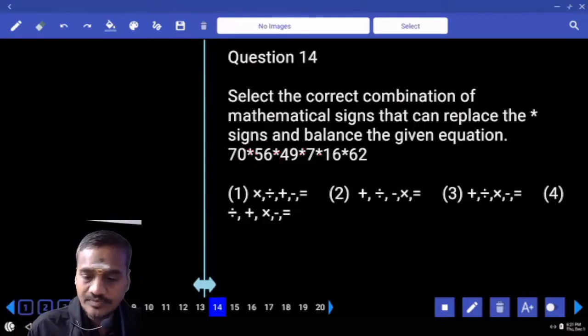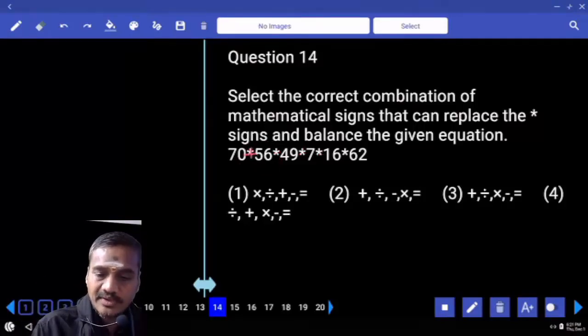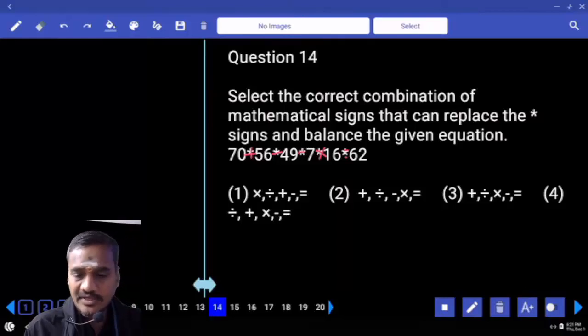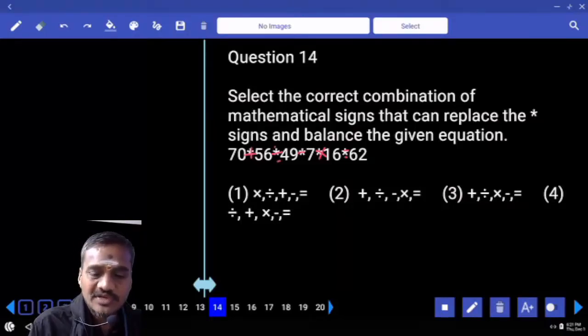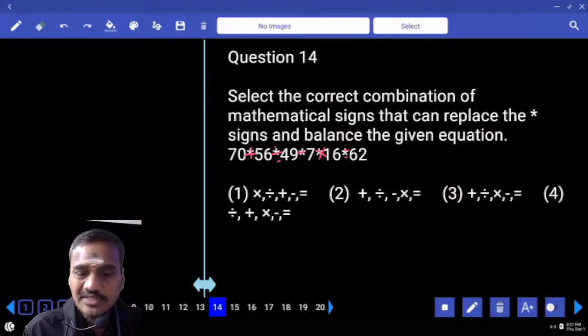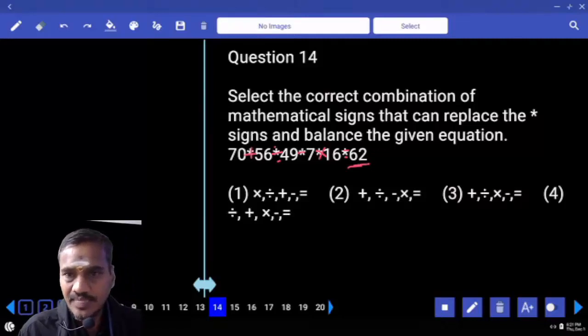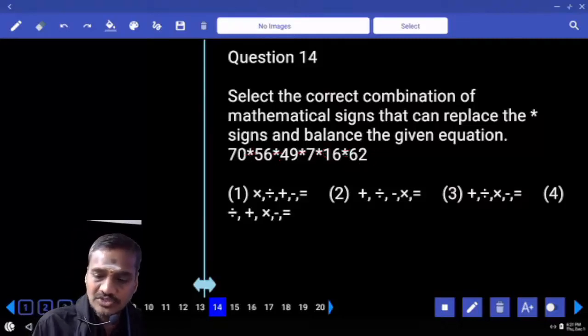Then choice 2: and plus division, and next one minus into, and next one equals. Division: 56 divided by 49 is 8 by 7, and it is not a whole number. Hence it cannot happen. Choice 2 is ruled out.